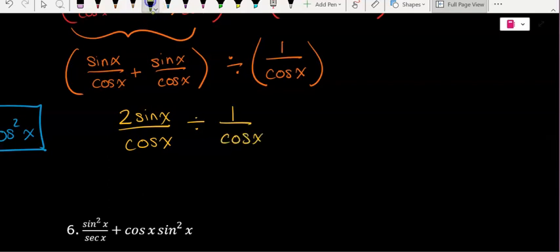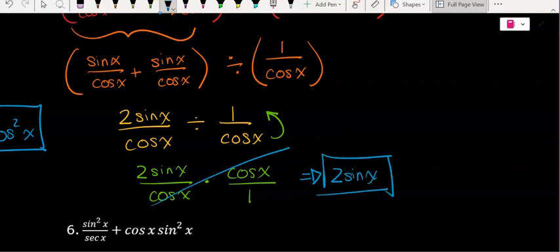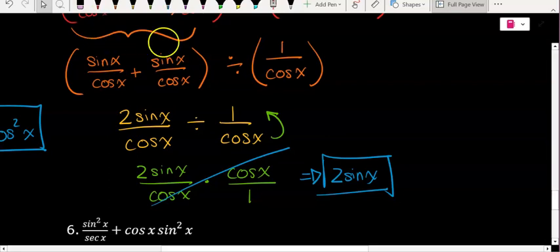Now, keep in mind, if you have a fraction and you're dividing by a fraction, or really if you have a fraction and you're dividing by anything, you just do keep change flip. So this is going to be 2 sine x over cosine x times, and that cosine x is going to flip and come up top, and that 1 is going to come on the bottom. And I should see right here that those cosines are going to cancel right on out. And this is going to get me 2 sine x. So there we go, that's what that simplifies down to.